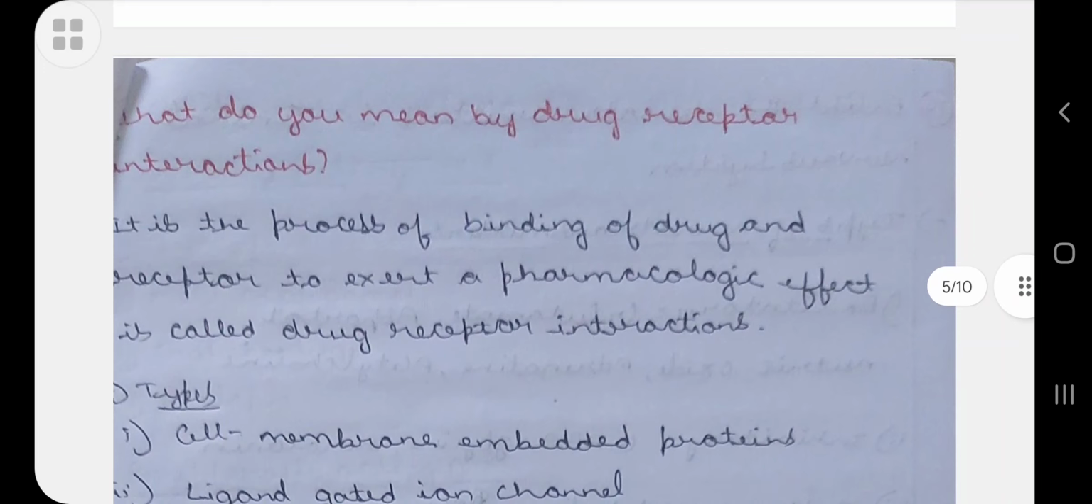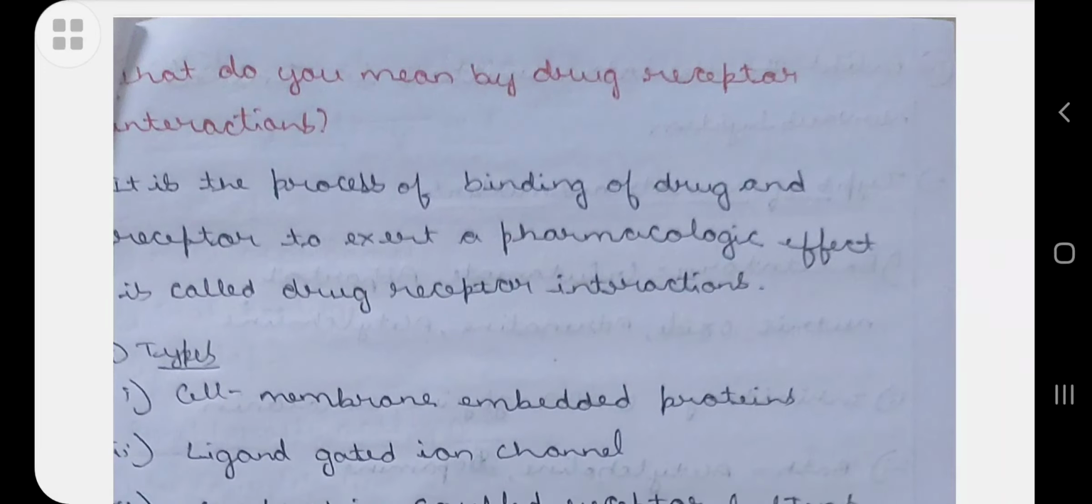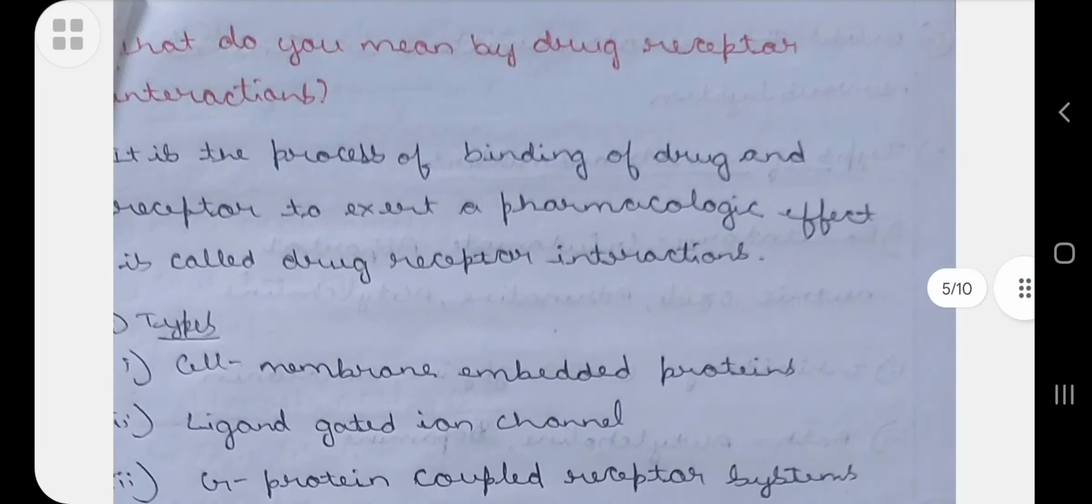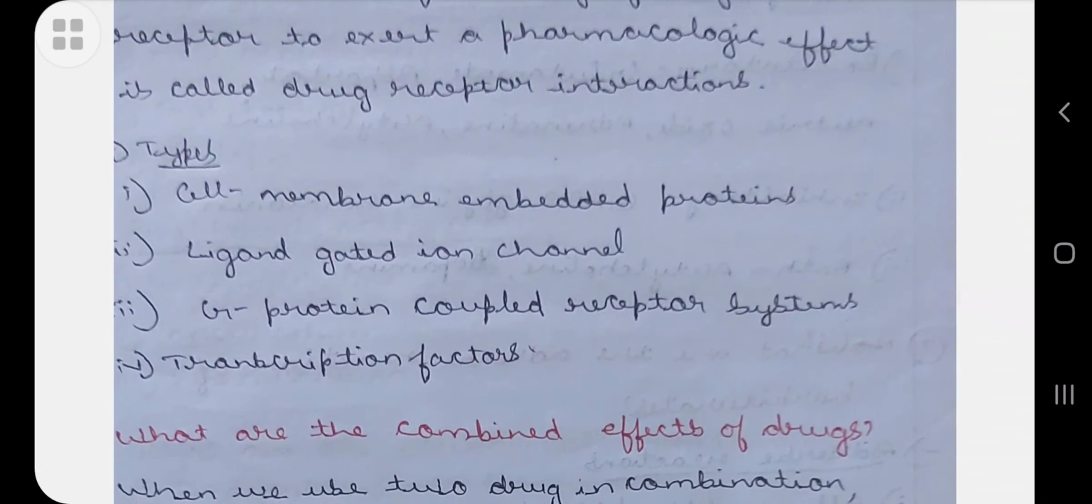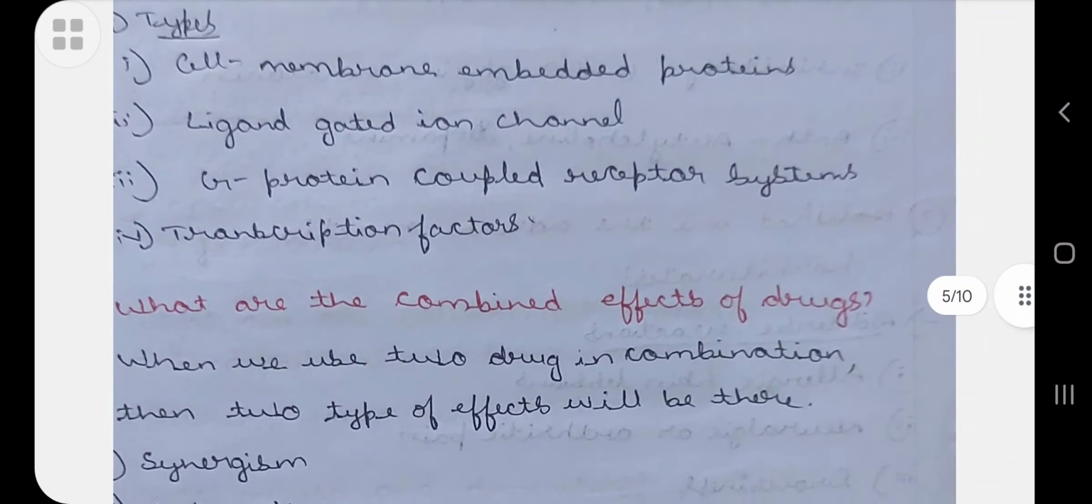What do you mean by drug receptor interaction? It is a process of binding a drug to the receptor and exerting the pharmacological effect. It's called a drug receptor interaction. Types: cell membrane embedded protein receptor, ligand gated ion channel receptor, G protein coupled receptor, transcription receptor.